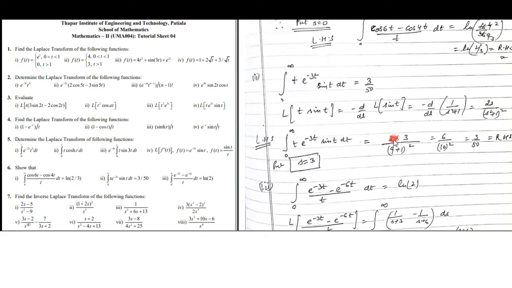Similarly, in the second part, here we can put s to be 3, and we can consider the function to be t into sin t. So first of all, we find out the Laplace of t into sin t. Then at the end, we replace s with 3. So that will be the value of the integral.